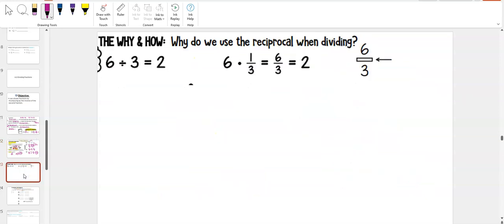Okay. So you may be asking me, but Ms. Kirkwood, why are we using the reciprocal when dividing? And it is for the same reason that we know here. So these mean the same thing. Right? So 6 divided by 3 is the same as 6 times 1/3. They mean the same thing. We get the same answer, and that is why we multiply by the reciprocal when dividing. Okay? Remember that this bar is really a division bar, and this dot means multiply.